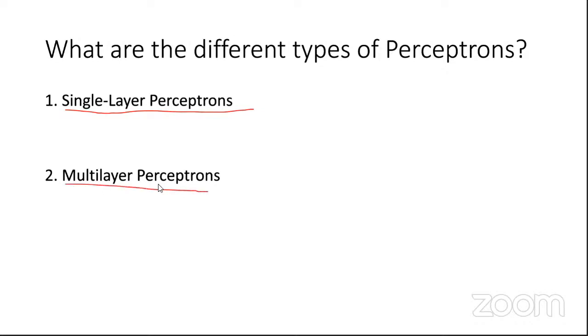A multi-layer perceptron can also be known as a feed-forward neural network. In a single layer perceptron, you will have one layer, but here we will have two or more hidden layers, so that it has high processing power and can handle non-linearity problems also. Okay.